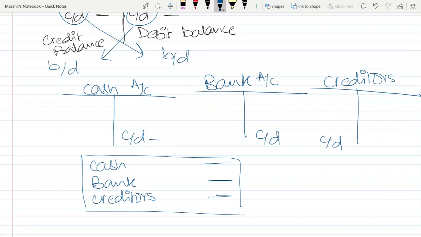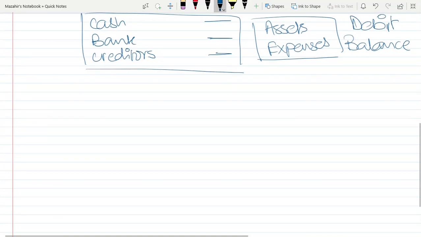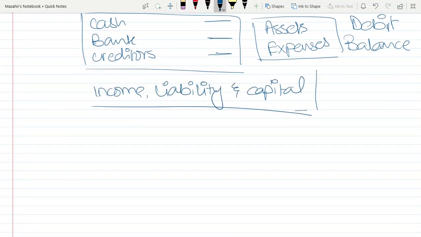So basically, just again as a reminder, in case of assets and expenses, we usually have a debit balance, and in the case of income, liability and capital, we usually have a credit balance. And in case of contra accounts, that are purchase returns, sales returns, drawings, and such accounts, they will be treated in the opposite way. If the contra account is of assets and expenses, they will have a credit balance, and in case of income, liabilities and capital, the contra accounts will have a debit balance.